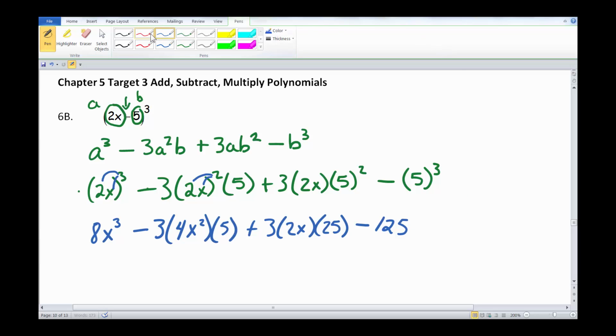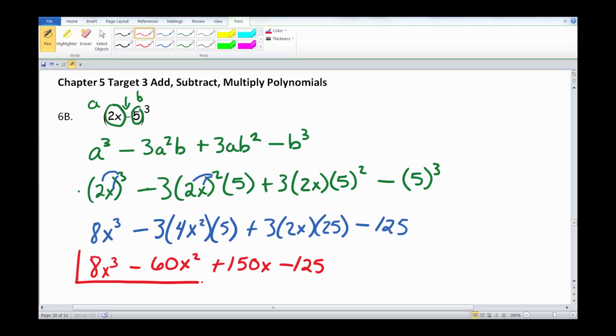Now we're just going to go ahead and multiply appropriately. So for our first guy, he doesn't change at all. He's still 8x cubed. And then we have -3 times 4 times 5. So we're looking at -60x squared. For this part, we have 3 times 2 times 25. Well, that's 50 if you multiply 2 times 25, so that's 50. Times 3 gives us 150x. And then lastly, we just have -125.